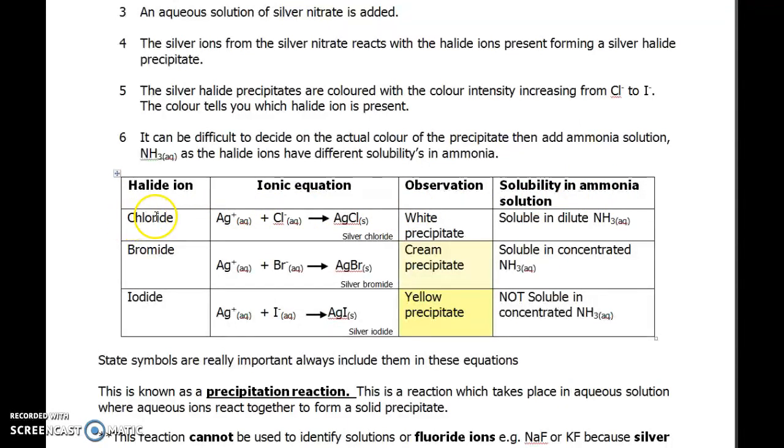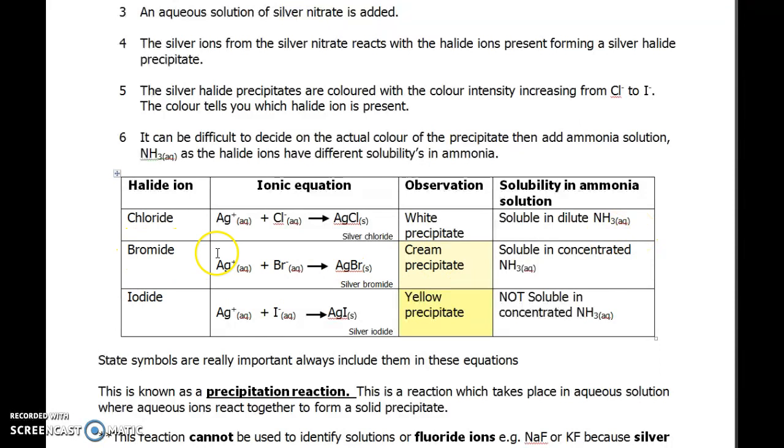So in the first one, if you have chloride ions present, so you've got a solution of potassium chloride or magnesium chloride, say, you add in your silver nitrate. The silver ions react with chloride ions and form a solid silver chloride. Okay, it's a precipitate, so the solid has been formed. The colour of that precipitate is white, and this will dissolve completely in dilute ammonia solution, the silver chloride precipitate.